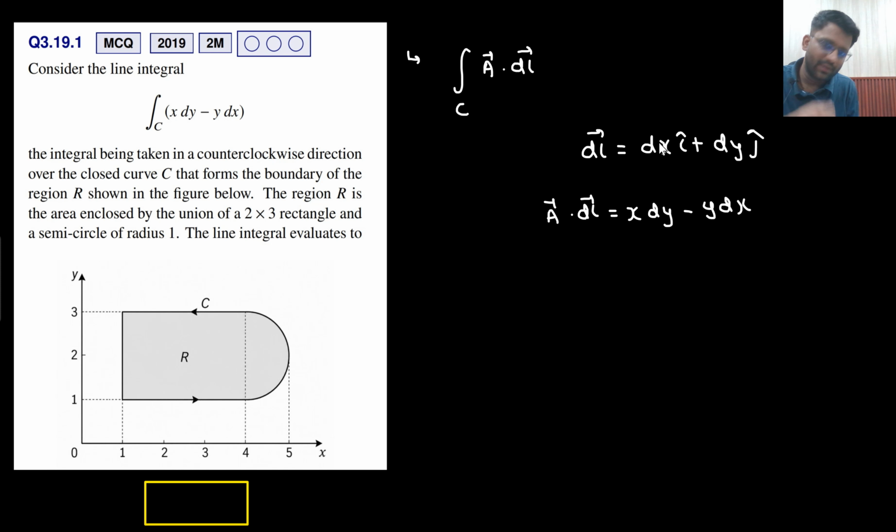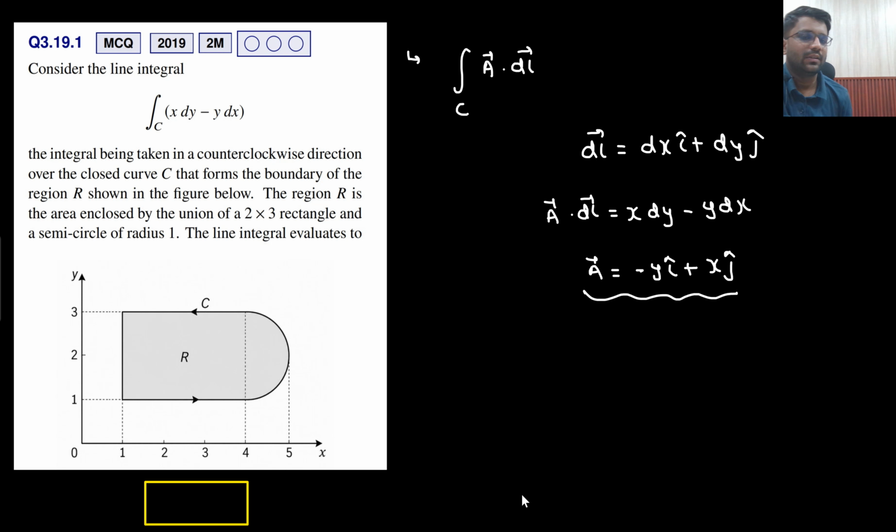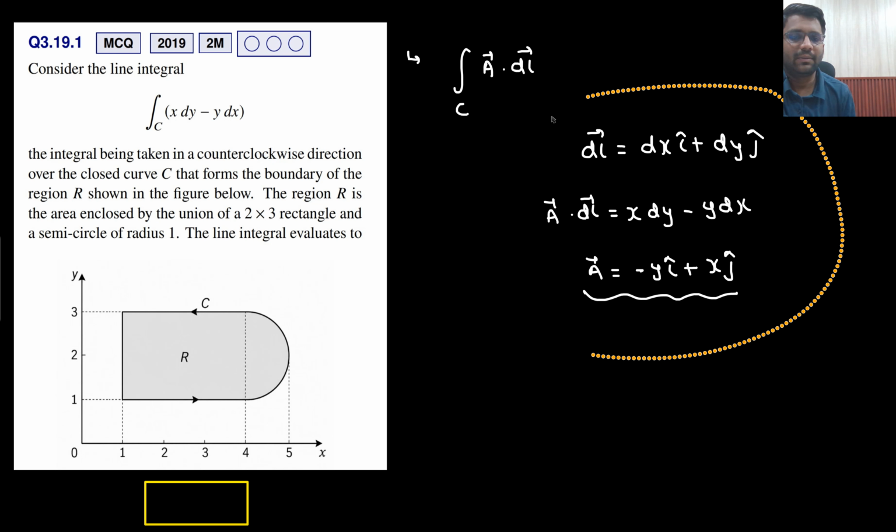dl you already know. So can you make A from here? x dy minus y dx. That means minus y dx would have been multiplied, so A would have been minus y i cap plus x j cap. Say yes or no? A would have been minus y i cap plus x j cap. Then dl would be dx i cap plus dy j cap, so minus y dx plus x dy. So this would have been your A dot dl. Is that understandable to you?